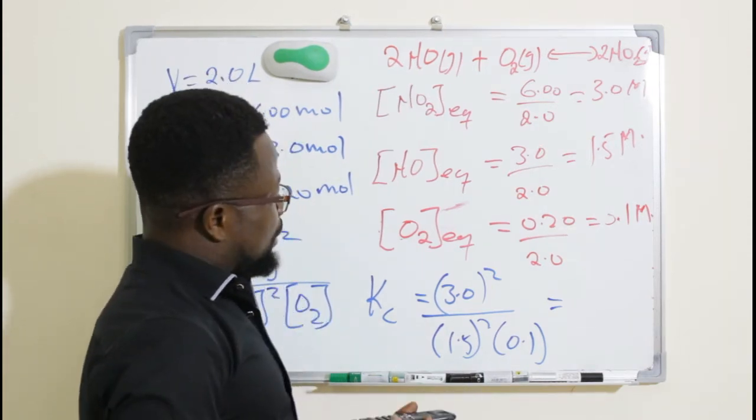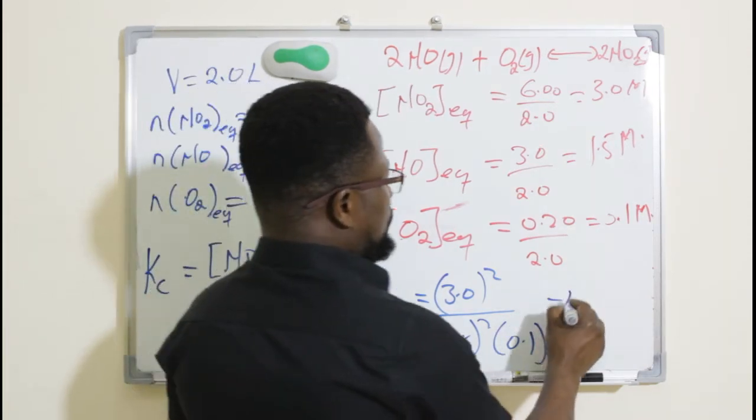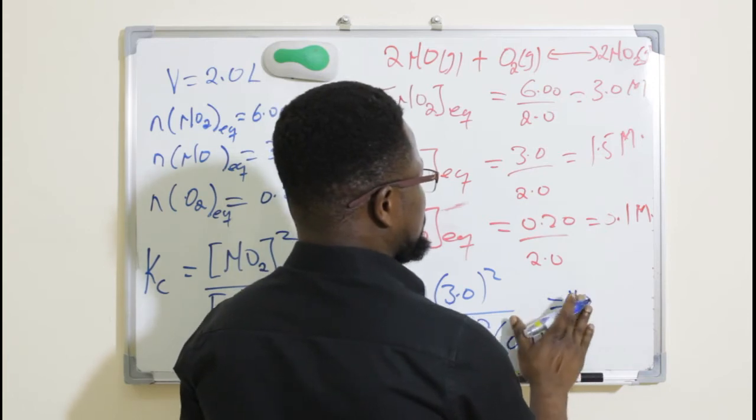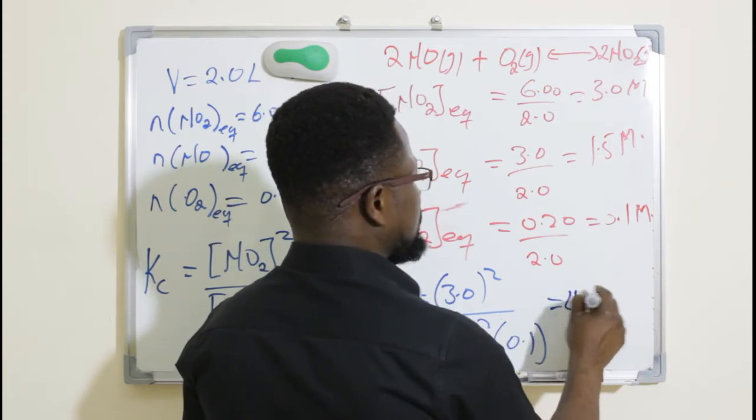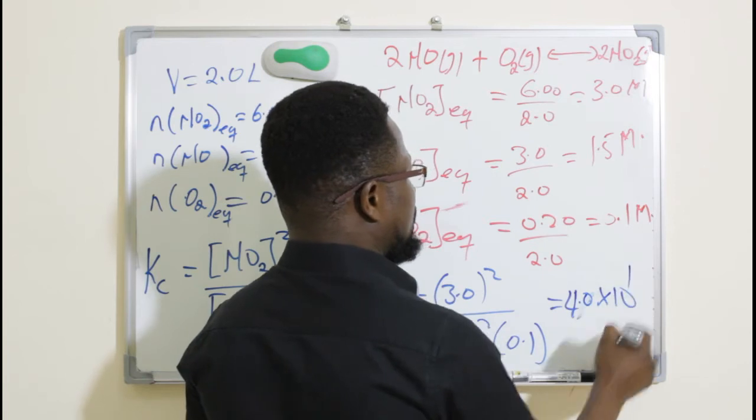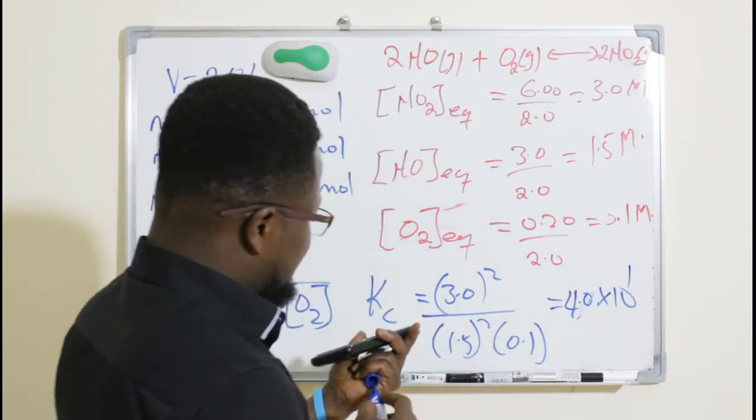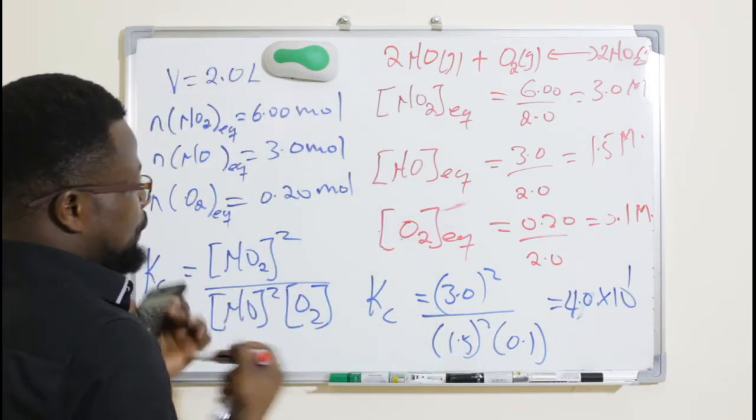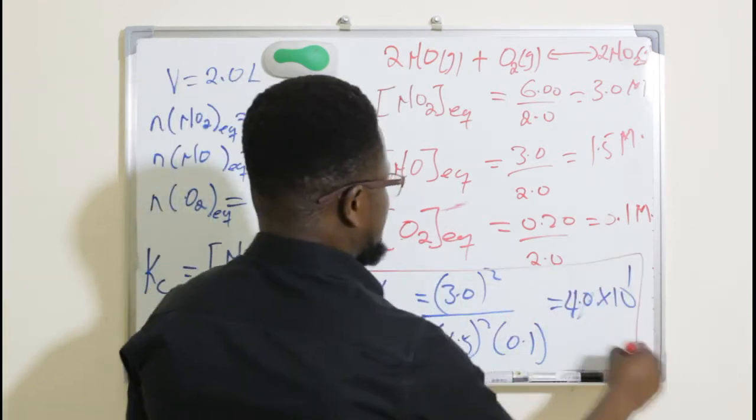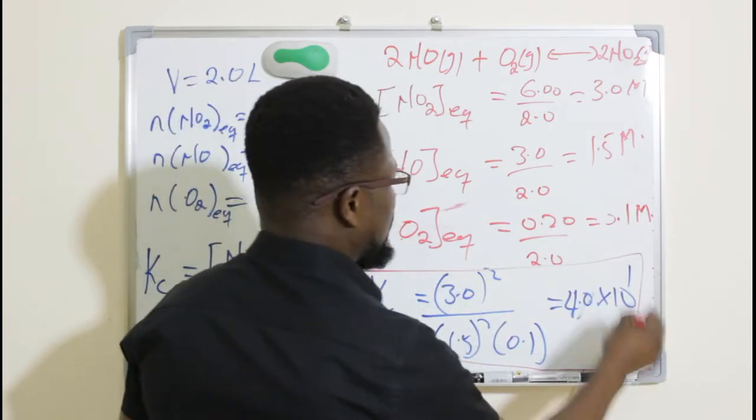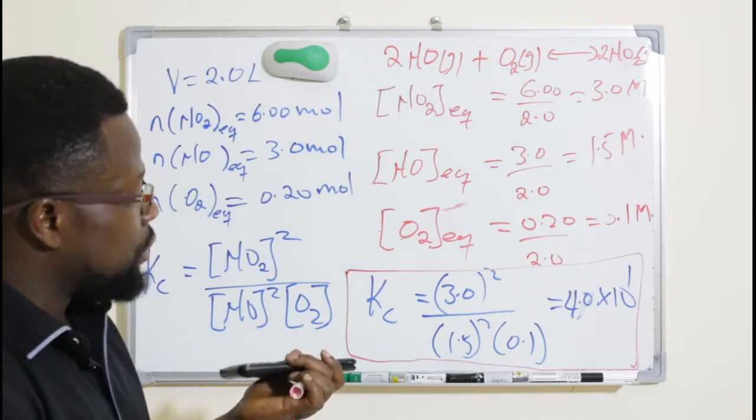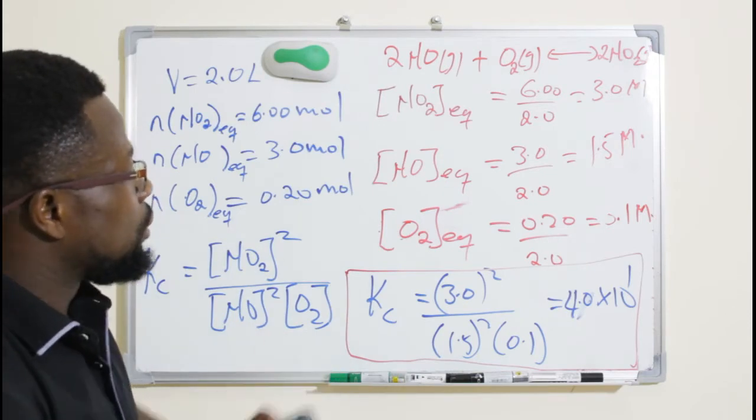Alright, so when we look at the calculator, we're going to have 4.0 times 10 to the power 1. So the Kc value for this given reaction is what we have calculated, which is 4.0 times 10 to the power of 1.